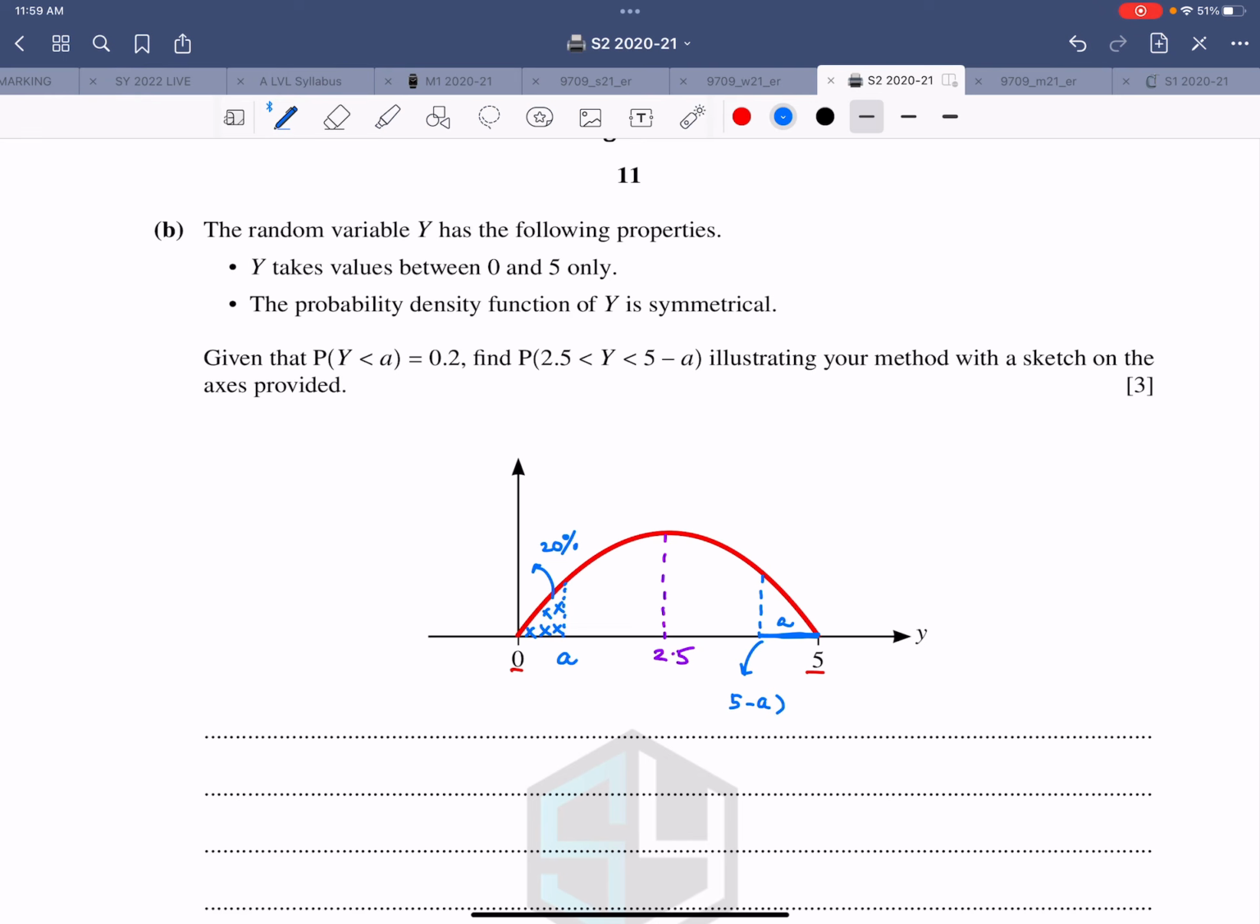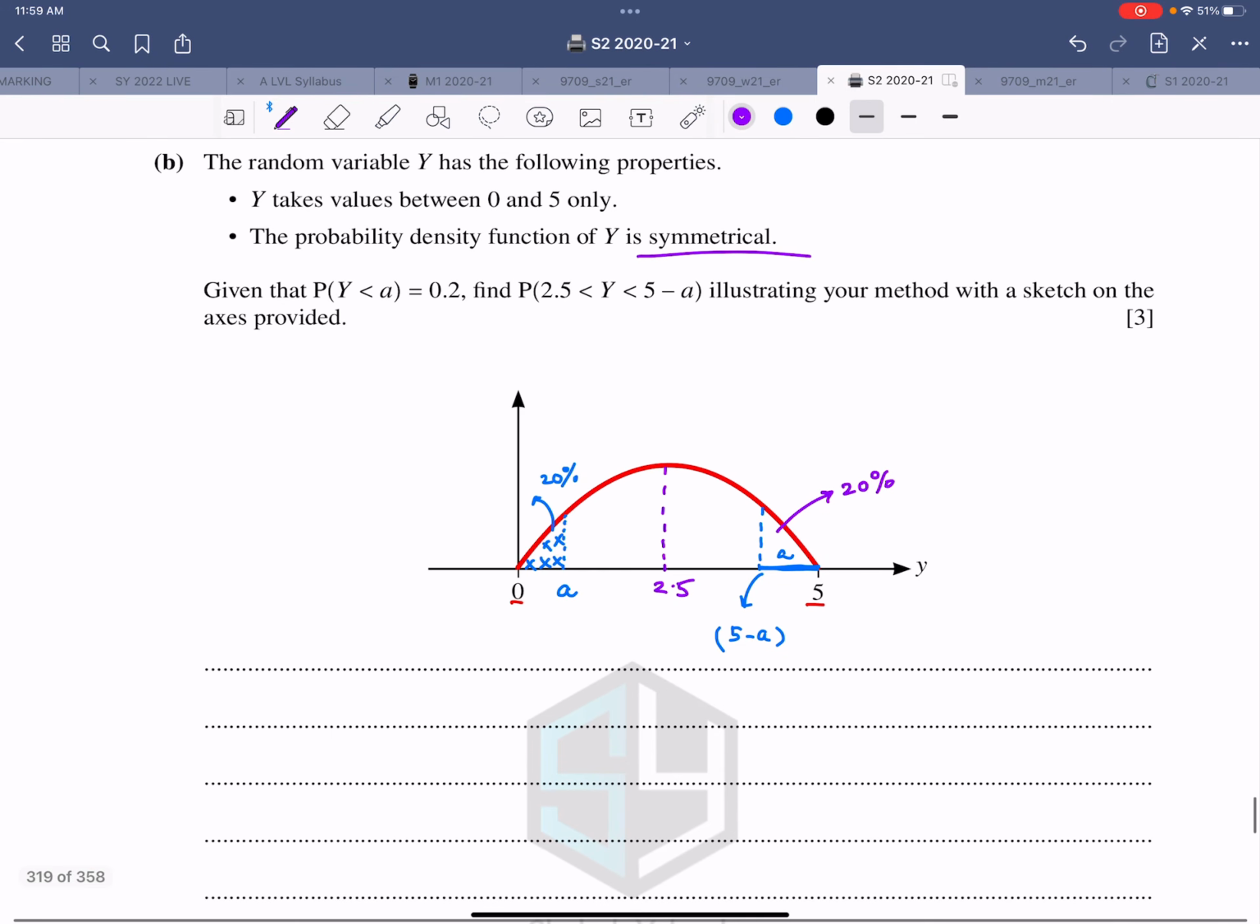Do you agree with this? For example, a is 1. So therefore 5 minus 1 is 4. Of course, it makes sense. Therefore, this percentage is also 20%. Agreed? Because of symmetry. It says find the probability y lies between 2.5 and 5 minus a.